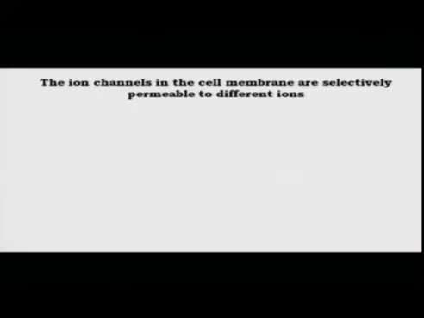Now, what is the key important fact about these ion channels? These ion channels are selectively permeable to different ions. For example, you can have a particular ion channel that only allows sodium ions to come through. There is another particular ion channel which only allows potassium ions to go through, and there might be a third one which allows chloride ions to go through. So, these ion channels are all very selective. They do not take anybody and everybody that comes.